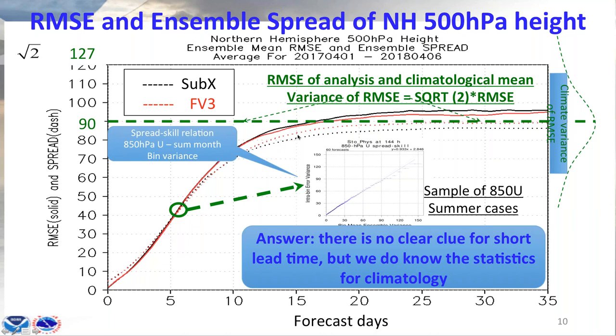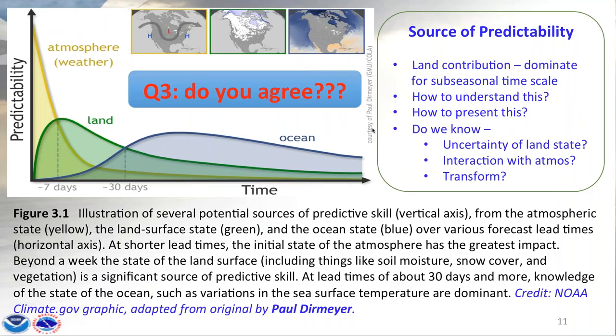And I'm showing you one example to 35 days, the root mean square error in the solid line and the dashed line spread. Usually you want the spread to be much closer to the root mean square error. And the FV3 GFS 112 is the right one. We're tuning pretty well to match that up. I'm telling you, the stochastic scheme is mainly a tuning process.